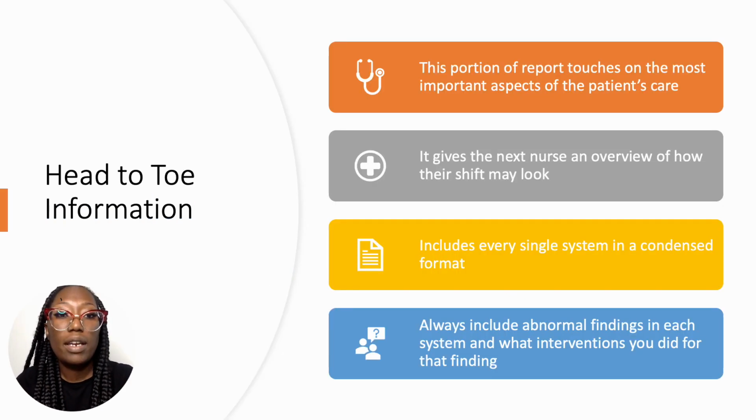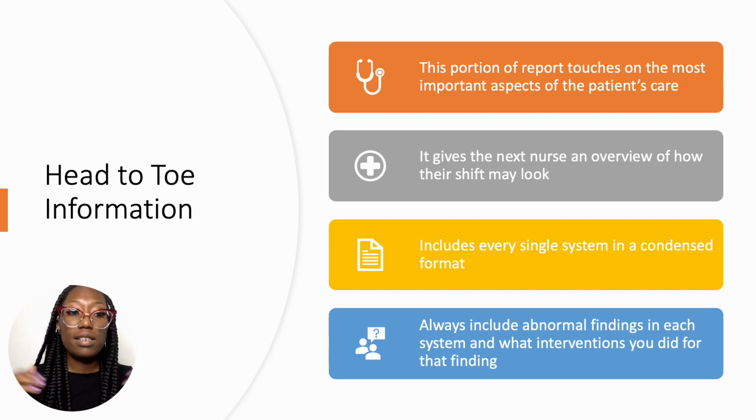As I mentioned in the beginning, you're going to use a systems approach behind giving report. So you're going to touch on neuro, cardiac, respiratory, GI, GU, skin, and musculoskeletal. This doesn't have to be in depth. You're just going to talk about the key aspects of that system. And it's supposed to prepare the nurse for how their shift may look like, what does their patient look like, how does that patient present. You also want to include anything abnormal within that system and what interventions you did for that particular finding.